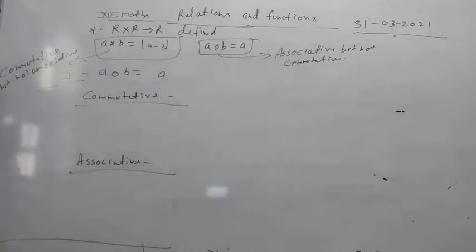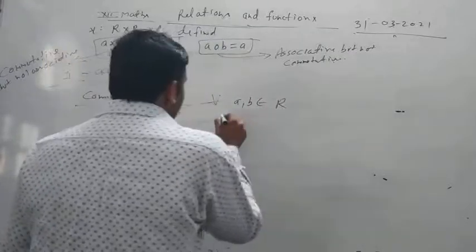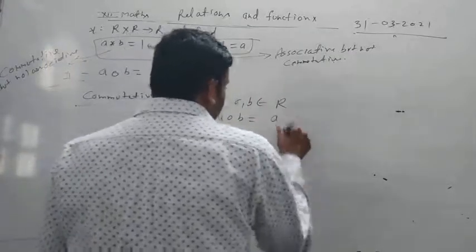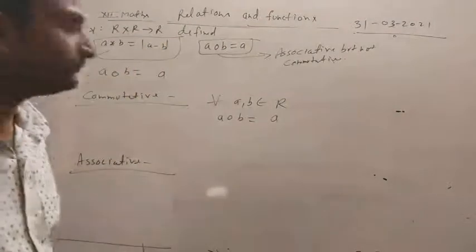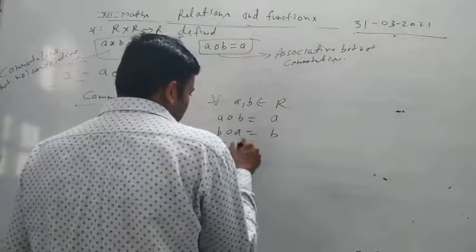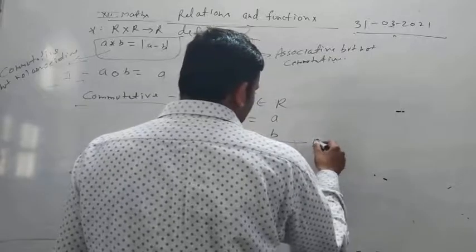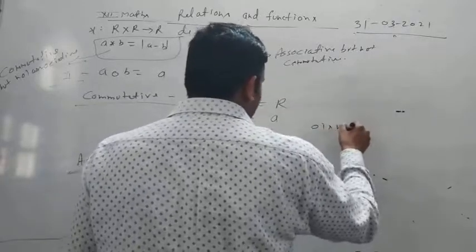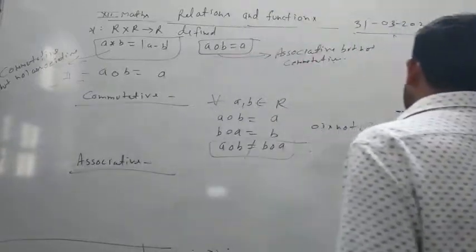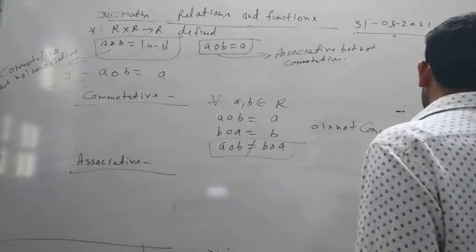Okay students. So for commutative we take again A, B belong to R. Our A operation B is equal to A. And if we take B operation A, this is equal to B. So A operation B is not equal to B operation A. So the operation is not a commutative binary operation.